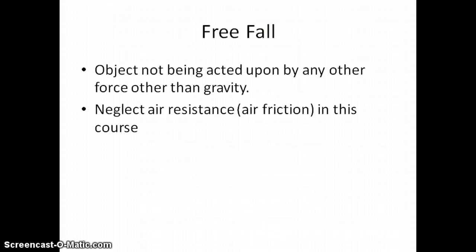So what is free fall? Free fall is basically when you drop an object. When you drop that object, there are no forces acting on it other than gravity. So it's not being pushed back and forth or anything. It's just going straight down. In this class, we're going to neglect air resistance, or what we call air friction. That does exist, but for this class we're not going to talk about it. That's for future courses. I know that's not very realistic, but you need to know this in order to move on and then add air resistance later.